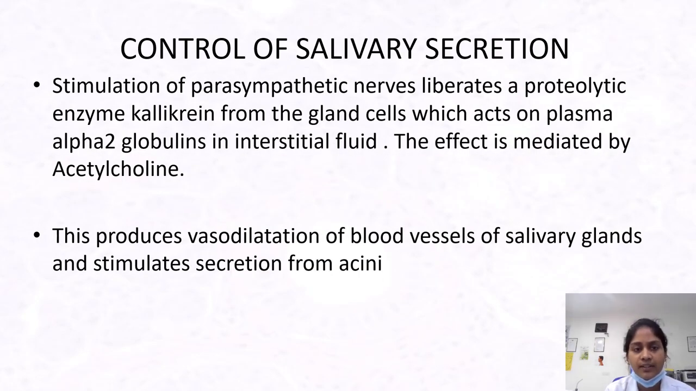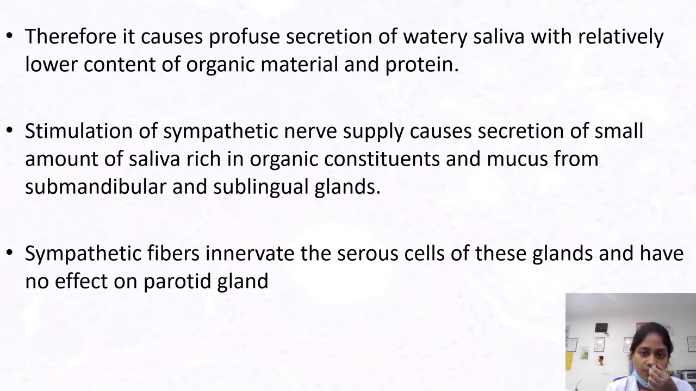The control of salivary secretion. Stimulation of parasympathetic nerves liberates a proteolytic enzyme, kallikrein, from the gland cells, which acts on plasma alpha-2 globulin in the interstitial fluid. The effect is mediated by acetylcholine. This produces vasodilatation of the blood vessels of the salivary glands and stimulates secretion from the acini. Therefore, it causes profuse secretion of watery saliva with relatively lower content of organic material and protein.